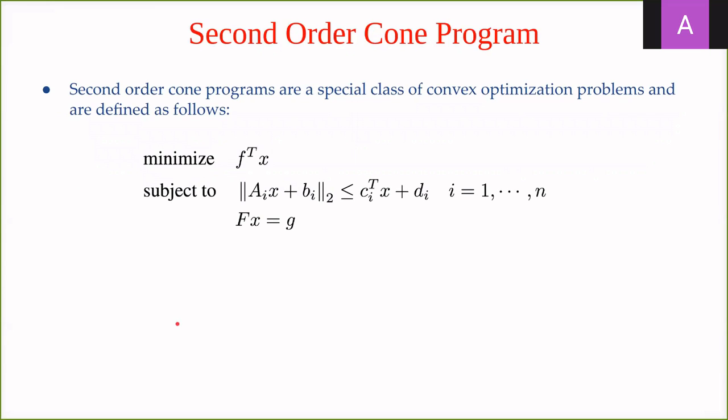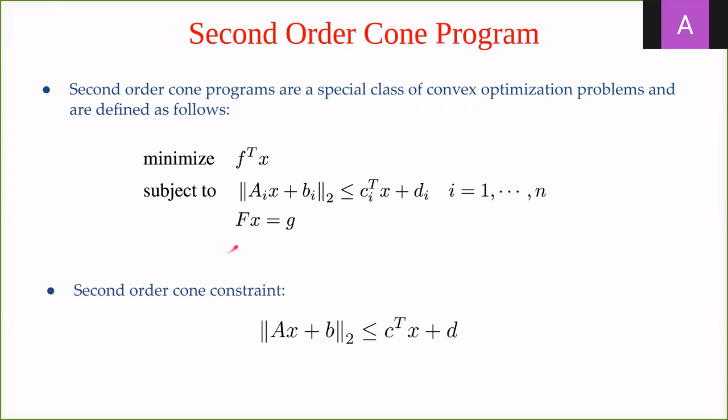Recall that a second-order cone program is a special class of convex optimization problems, and they are defined as follows. We have a linear objective function subjected to a second-order cone constraint. Here x is the optimization variable and A and F are matrices of appropriate dimensions. As we will show later, our optimization formulation for the grasp synthesis problem will have the mathematical structure of a SOCP.